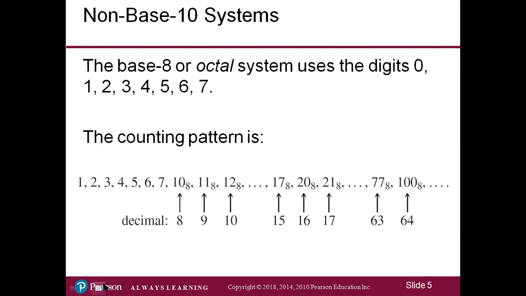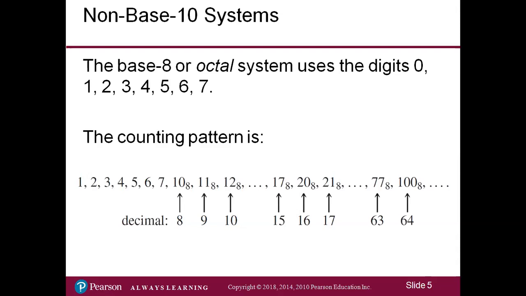The base 8 or octal system uses digits 0, 1, 2, 3, 4, 5, 6, 7. The counting pattern is 1, 2, 3, 4, 5, 6, 7, 1, 0 for 8, 1, 1 for 9, 1, 2 for 10.